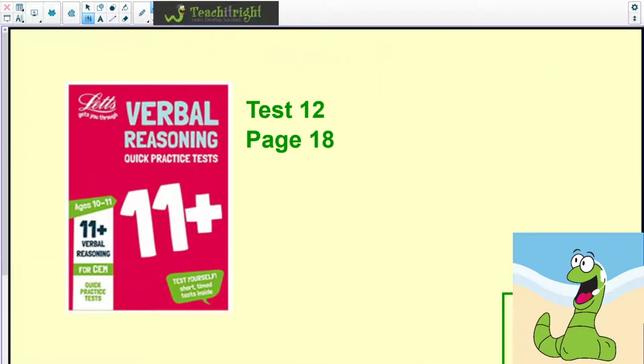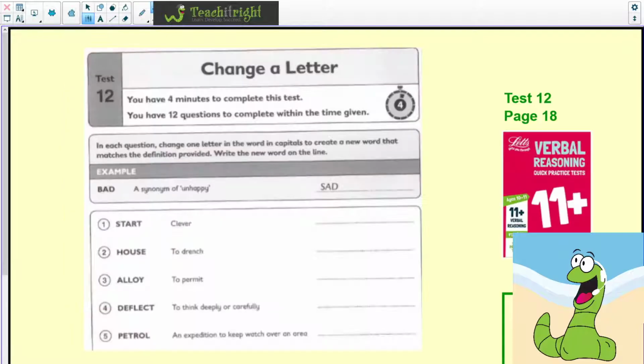The next test is test 12, and this is on page 18, and we're still obviously in this Let's Verbal Reasoning quick practice test book, and it is the ages 10 to 11 book. I know there is a 9 to 10 version, so hopefully you've got the 10 to 11 one ready. Now on these ones, these are quite good fun. The idea is you need to change one letter, and it is only changing one letter from the word in capitals to create a new word that matches the definition provided. Write the new word on the line.